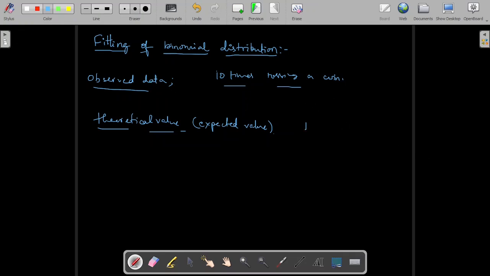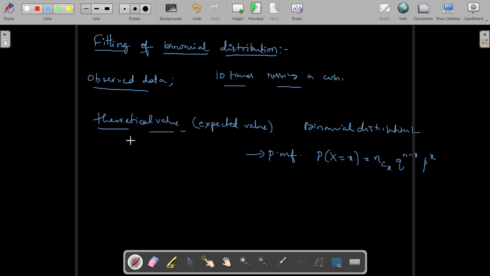So we know how the binomial distribution is. The binomial distribution has the probability mass function, p.m.f., p of x equal to nCx q to the power n minus x into p to the power x, where q is the probability of failure, p is the probability of success, x is the number of successes, and n is the number of trials. This is the theoretical way of calculating the probability distribution of a binomial variable.